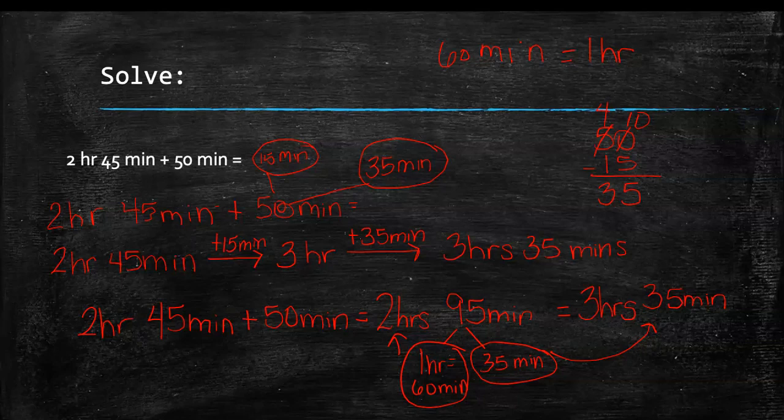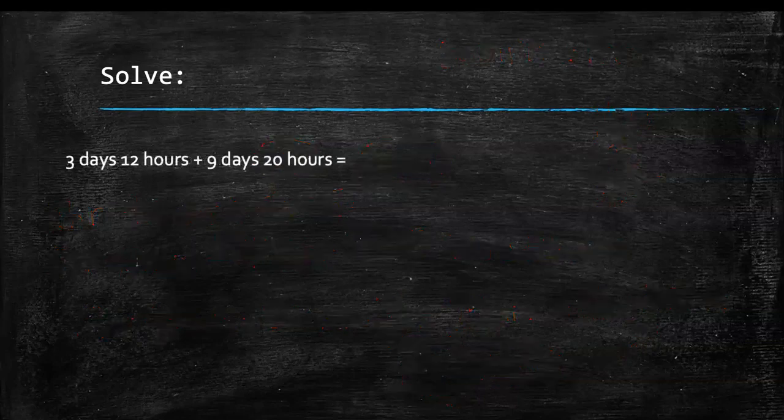Let's see what our next problem is. 3 days, 12 hours, plus 9 days, 20 hours. How many hours are in a day? There are 24 hours equaling 1 day. All right, you might need that information. So go ahead and pause your video, solve your problem, and I'll be right back with you.